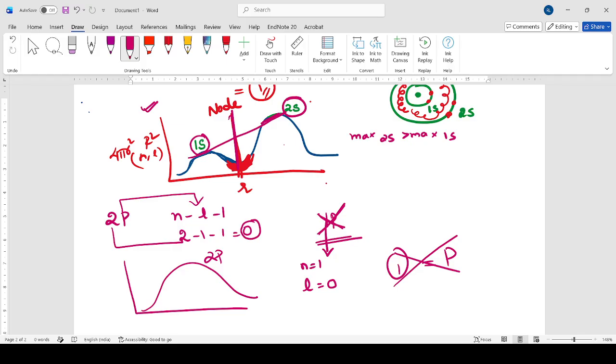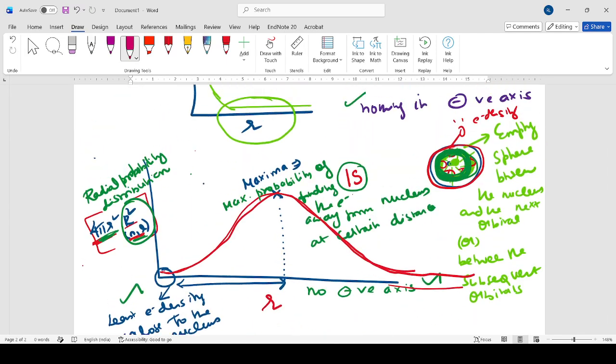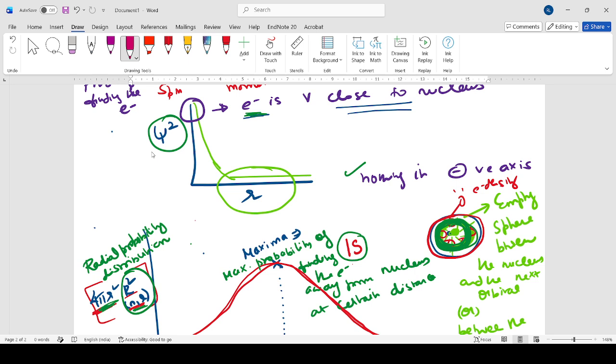What you are drawing right now is called the radial distribution curve, RDC.